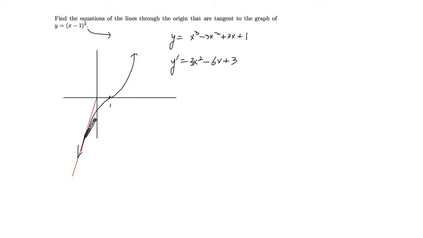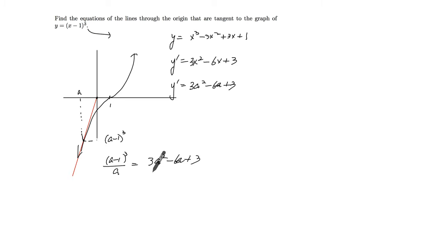Okay, so suppose they intersect. The tangent line is at a. So the derivative expression will be 3a squared minus 6a plus 3. So if this is a, the y value is of course (a minus 1) cubed. With the origin, the expression for this slope will be (a minus 1) cubed over a, rise over run. This should equal this. With this equation, we can find what a is.